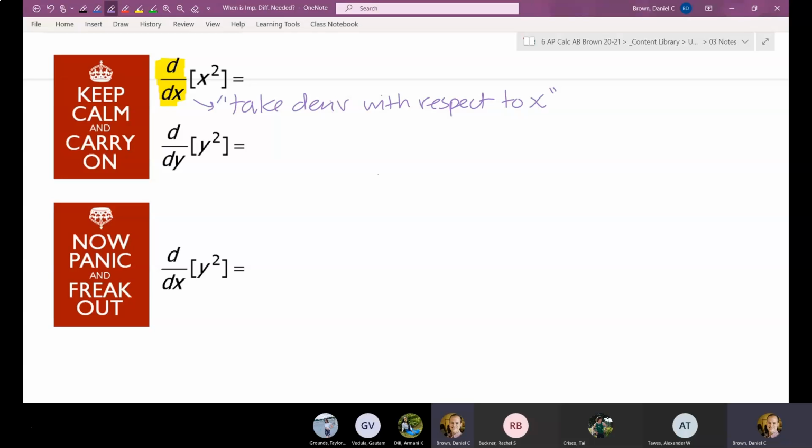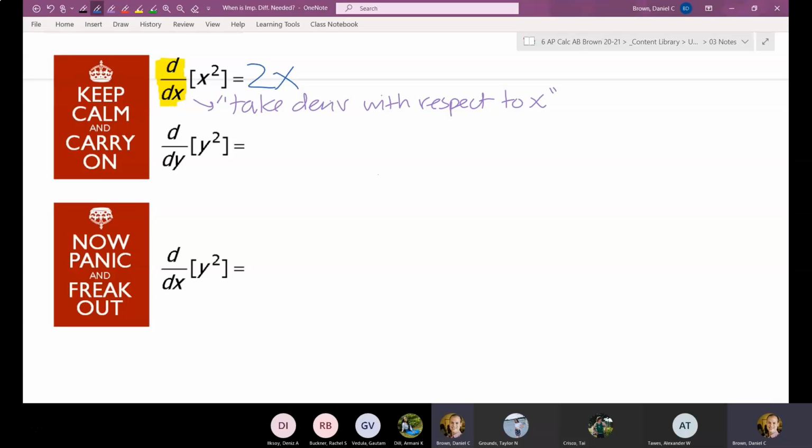The derivative of x squared is just going to give us what? 2x. We know that. Where that can change is we can technically in math take the derivative with respect to whatever variable we want it to. So on this one I have d dy.